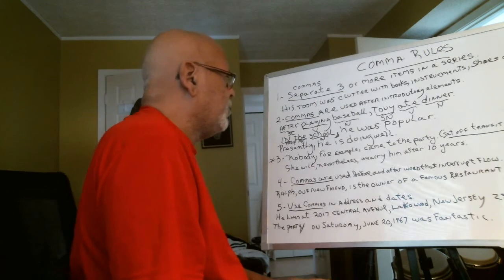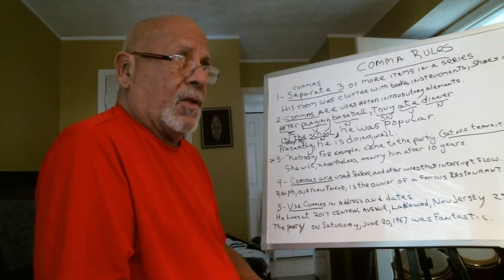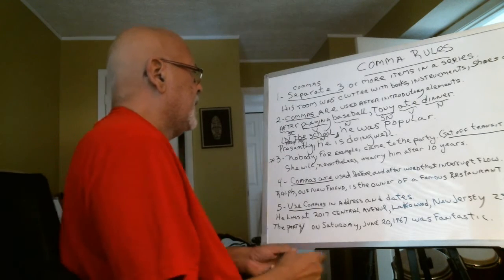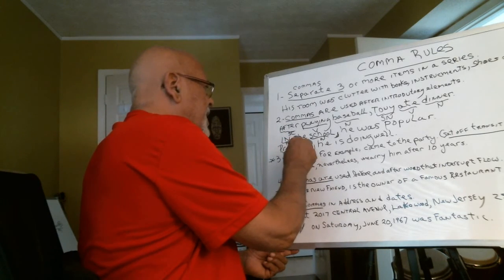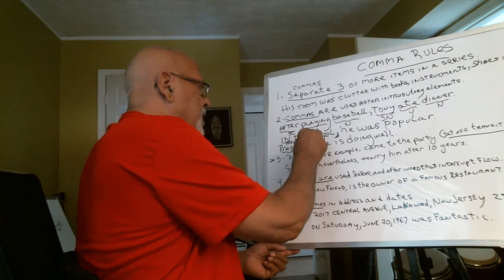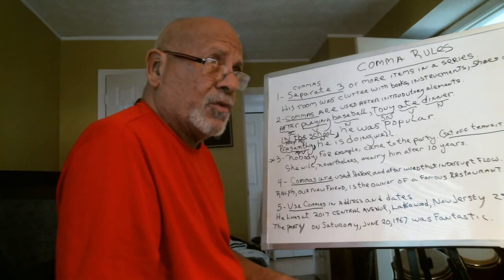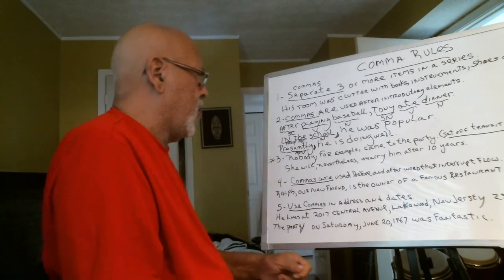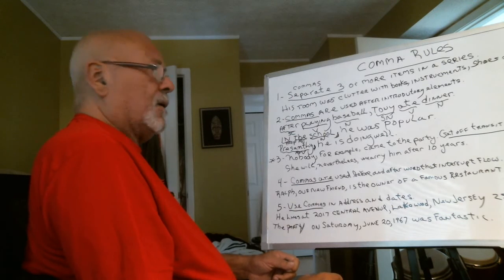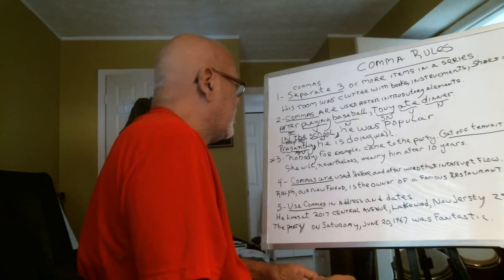Next sentence. Presently, comma, he is doing well. Usually when you start a sentence with an adverb of time, here, this is an adverb of time, you place a comma after the first word, which is an adverb. Okay, you follow me?